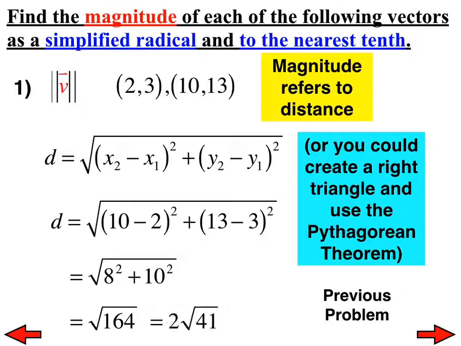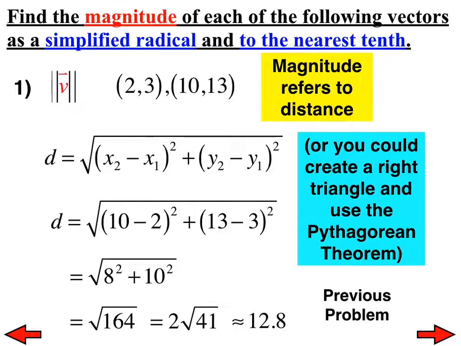And as a simplified radical, that is 2 square roots of 41, because 4 is the largest perfect square that goes into 164 evenly. So we split that up into square root of 4 times square root of 41. The square root of 4 is 2. And then as a decimal, and once again, you can use a calculator, the square root of 164 to the nearest tenth is 12.8. All right, so the length or the magnitude of vector v is 12.8.